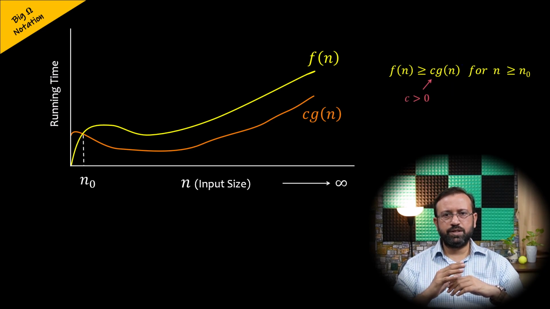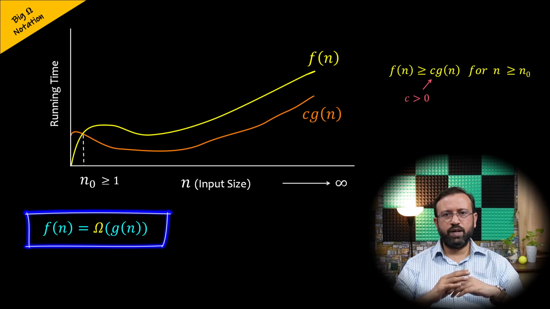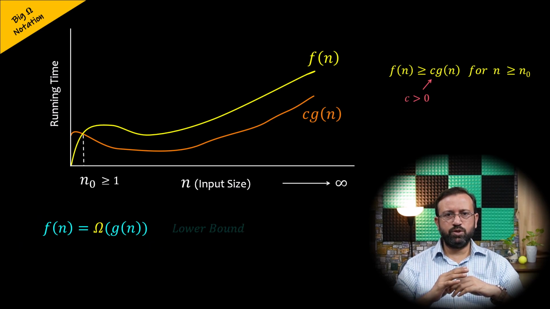Here in this equation, c is a constant and is greater than 0, and n0 is greater than or equal to 1. Now, if we are able to satisfy this equation, then we can say that f of n is big omega of g of n. And this definition is known as big omega notation. The big omega notation is used to describe the lower bound of an algorithm. Therefore, asymptotically, the function g of n is a lower bound for the function f of n.